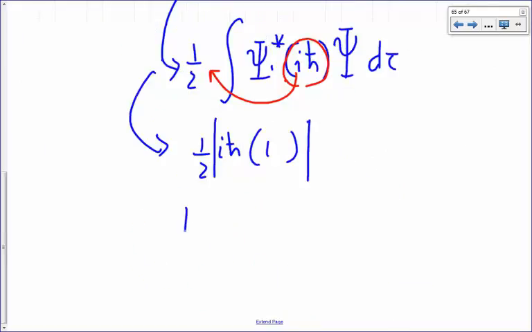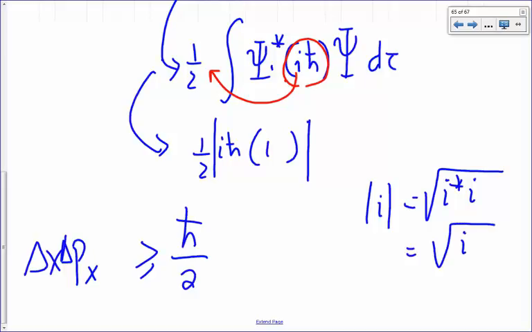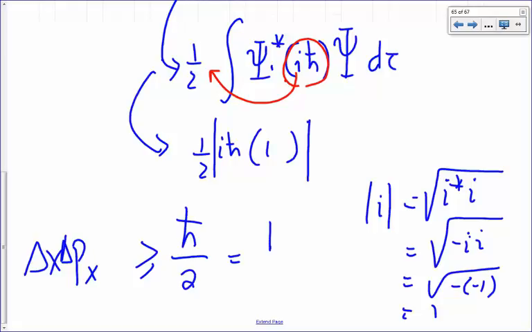And what's the absolute value of i h bar? So this is going to be h bar over 2. So delta x times delta px is greater than or equal to h bar over 2. What's the absolute value of i? That's the square root of i star times i, right? That's the square root of i squared. Yeah, square root of, and what is i star i? i star is negative i, and times i, the square root of negative negative 1, that's just 1, right? So that's just going to be equal to h bar over 2 times 1. The absolute value of i is just equal to 1. So that's your uncertainty principle.